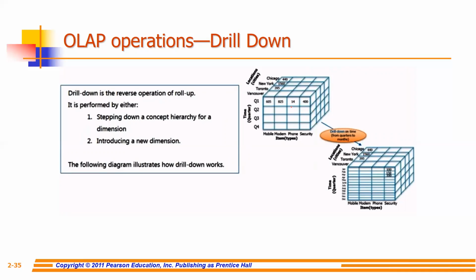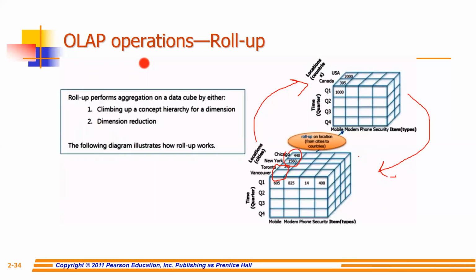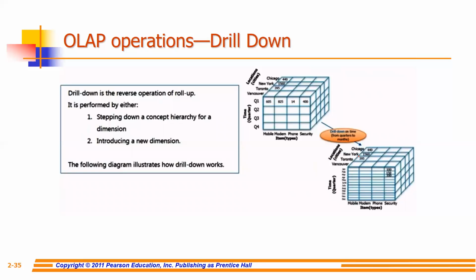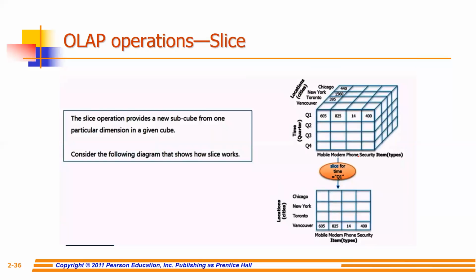So here we have New York, Chicago, and the times are in quarters, but these quarters are split into months. If the quarters are split into months, then this process is known as drill down. The drill down will give us a more expanded version of the cube, while roll up will give us a reduced number of dimensions in a cube. So these are the two important features in OLAP systems.